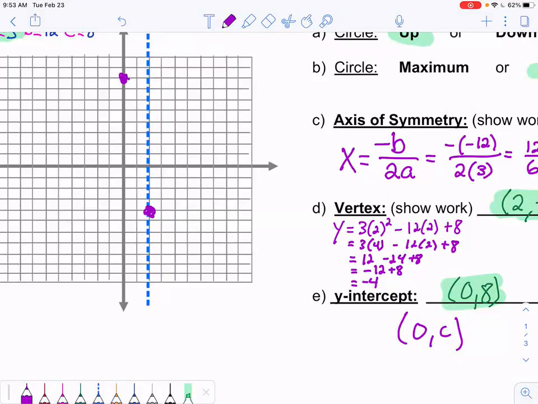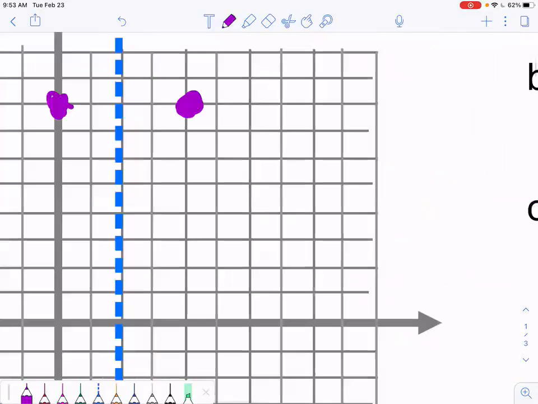That's it. Mirror it. We have 2 on this side, and then we have 2 on this side.